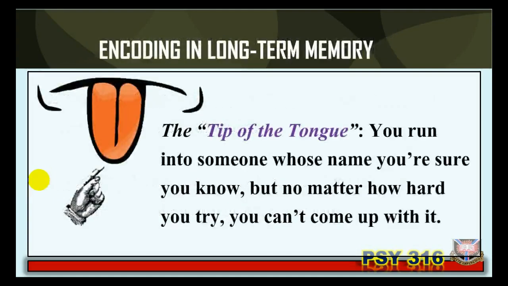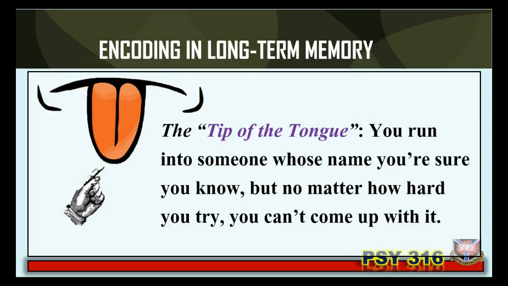3. The tip of the tongue. You run into someone whose name you're sure you know, but no matter how hard you try, you can't come up with it. Is it Dele or Demilade or Debowale? You know none of those are right, but you have the feeling you are on the right track. You try to remember where you met him. You keep probing until you visualize the model park and you see a man wearing a blue t-shirt. Suddenly, you remember his name is Adewale.